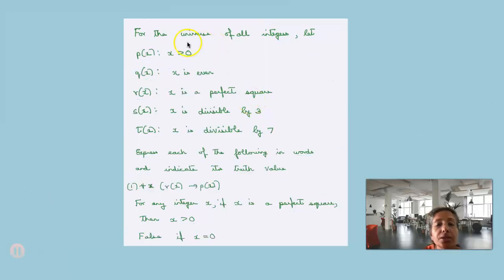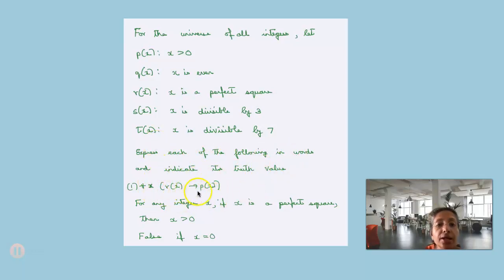Now, coming to questions. The first question: for the universe of all integers, let Px be the set of all elements x greater than 0, Qx be x is even, Rx be x is a perfect square, Sx be x is divisible by 3, and Tx be x is divisible by 7. Express each of the following in words and indicate its truth value.